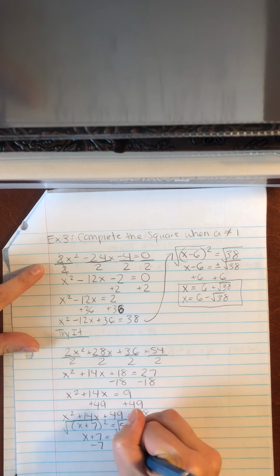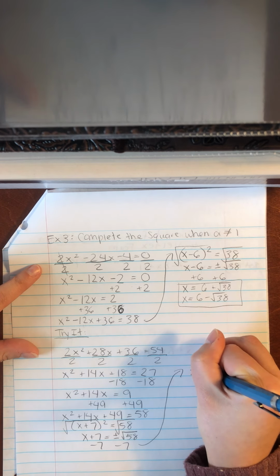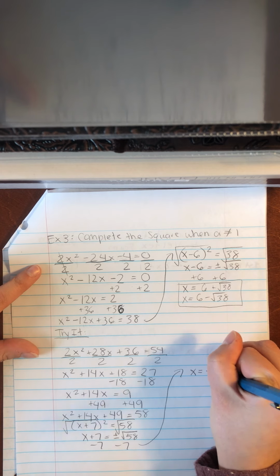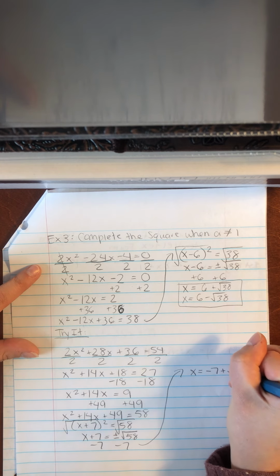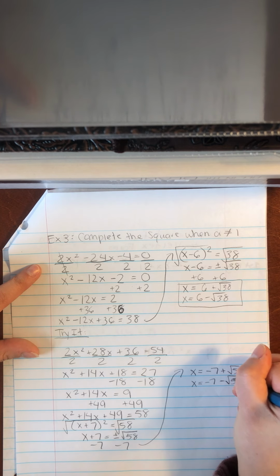Subtract 7, subtract 7. Our two solutions are x equals negative 7 plus radical 58 and x equals negative 7 minus radical 58.